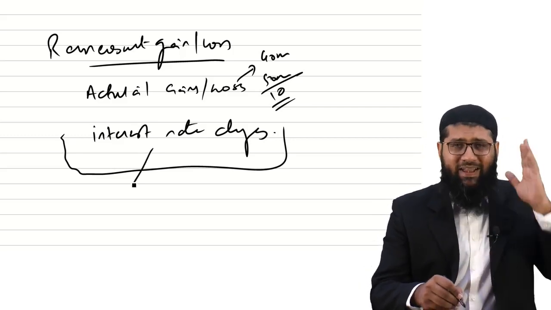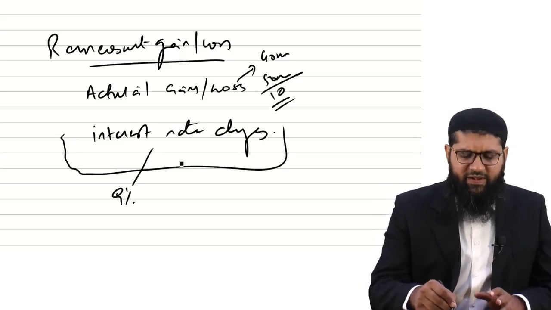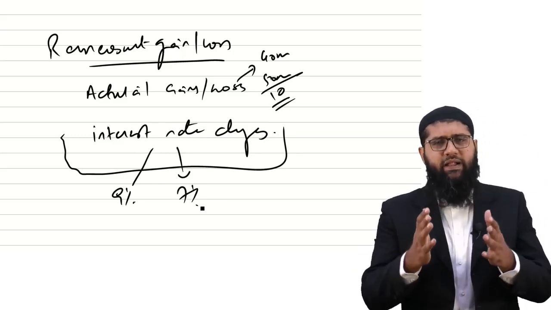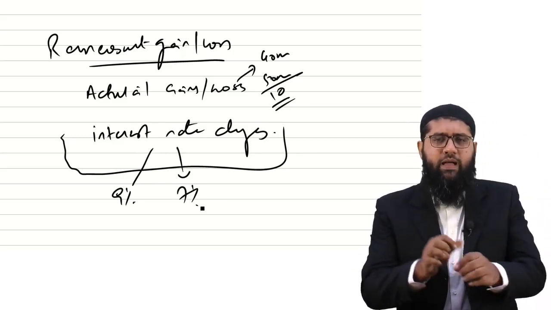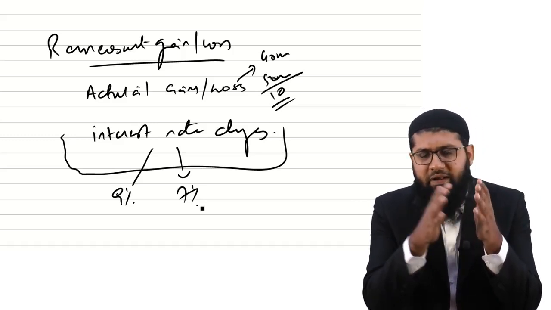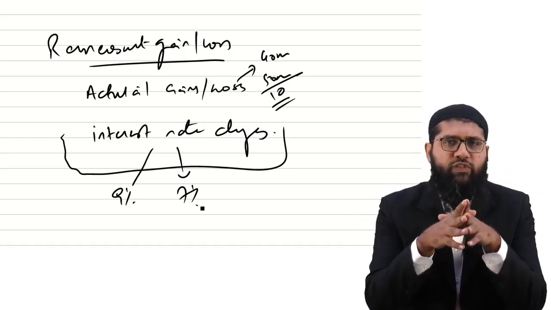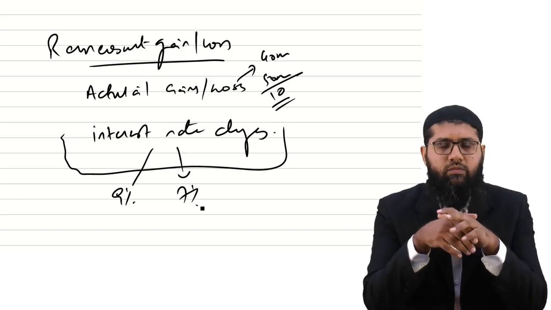You expected the interest rate to be 9%. It turned out to be 7%. There is a difference between the interest expected to be recorded as income and the interest actually recorded as income. That difference is also recorded in OCI, not in the P&L.